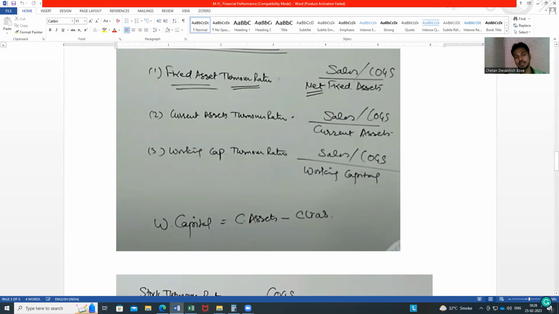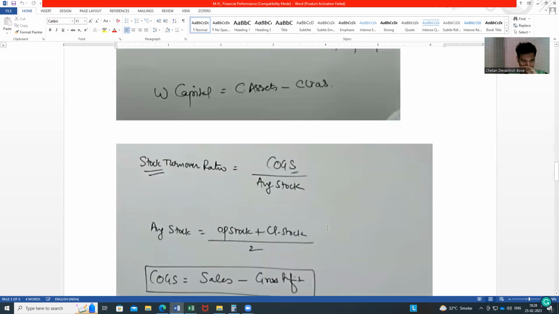Now, working capital turnover ratio is nothing but sales upon working capital, but there's a formula for working capital. How do we write working capital? Current asset minus current liabilities. If we subtract the total current liabilities from the total current asset, we get working capital. So sales upon working capital, that is what working capital turnover ratio is. We will get it by sales upon working capital. How do we get working capital? Current asset minus current liabilities.